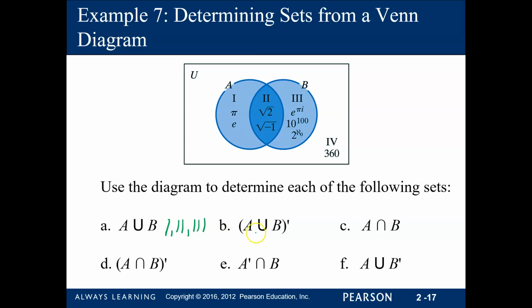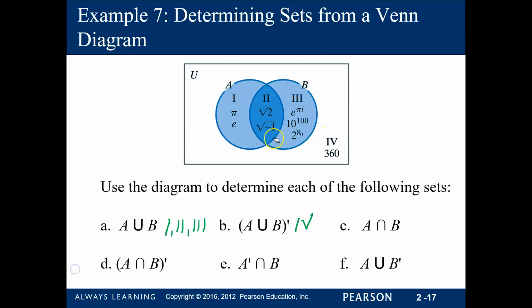Now, A union B, complement. So what is not in this? This is the union, okay? Everything in these circles. What is outside of that union, that is area 4, okay? So that's how we work it out.